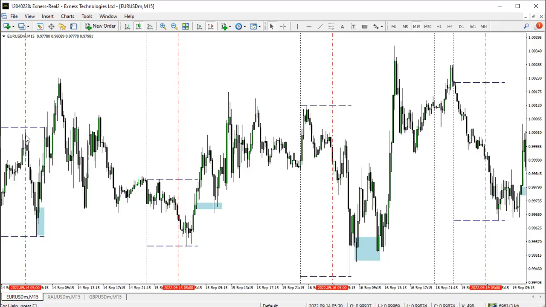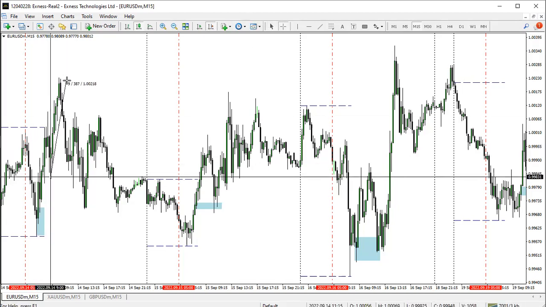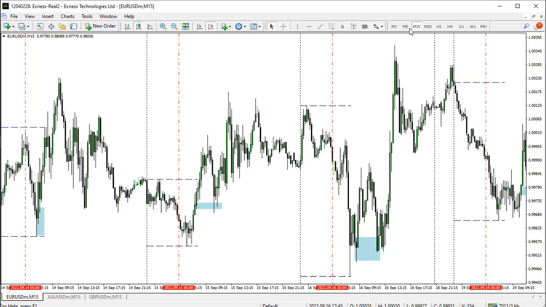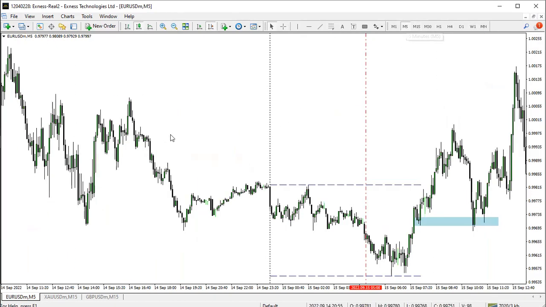Even if you bought here, this is the break of structure here. Okay, or this internal one, you bought here. This was also about 40 pips, which is still okay. All right, let's go to the next day.